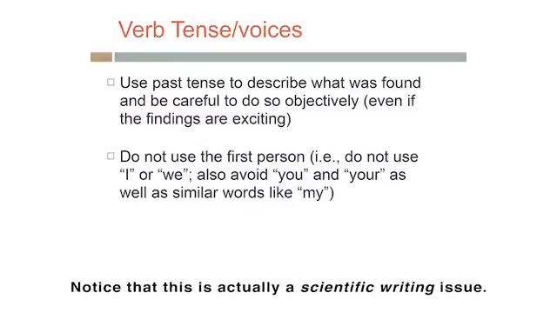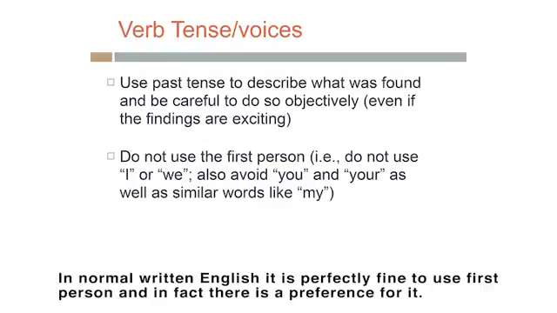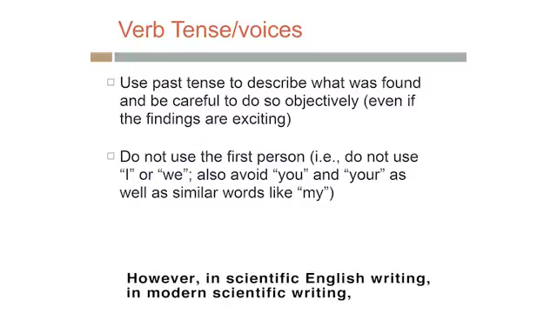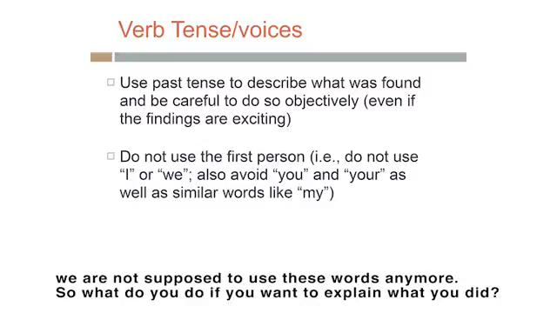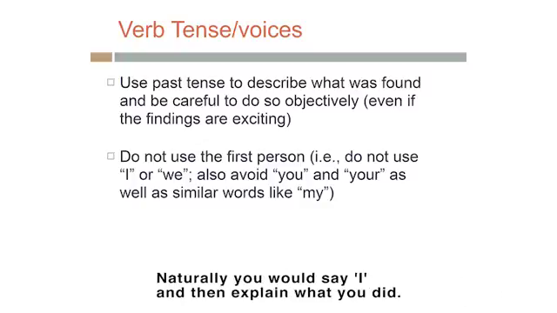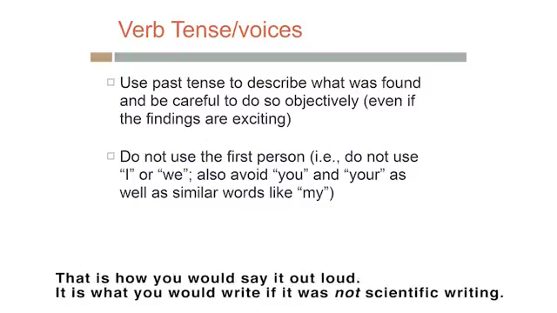Notice that this is actually a scientific writing issue. In normal written English, it's perfectly fine to use first person, and in fact, there's a preference for it. However, in modern scientific English writing, we're not supposed to use these words anymore. So what do you do if you want to explain what you did? Naturally, you would say I, and then explain what you did. That's how you'd say it out loud. It's what you would write if it was not scientific writing.